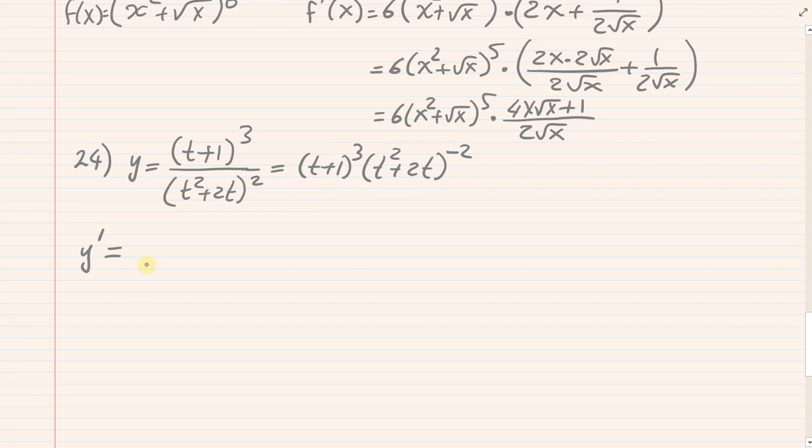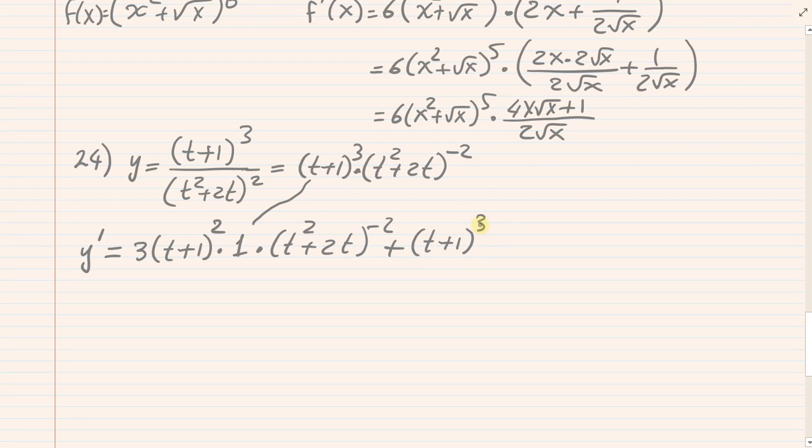So let's do derivative of the first one. The derivative of the first one, the power rule: 3 times (t plus 1) squared, right? That's the derivative of the outside. Now, inside is t plus 1. I'm just going to write it so you know that I didn't forget it. The derivative of t plus 1 is 1. That's where that comes from. That's the derivative of the first function times the second, (t squared plus 2t) to negative 2. So I did derivative of first times second plus first times derivative of the second.